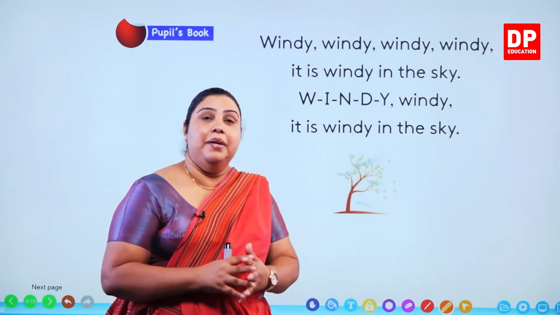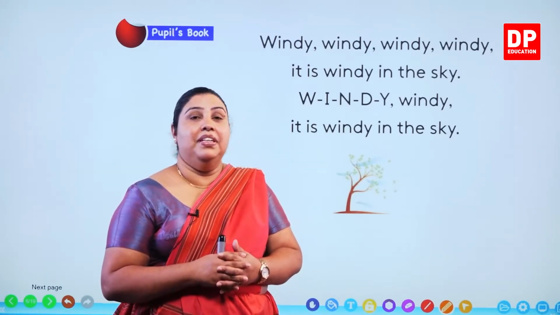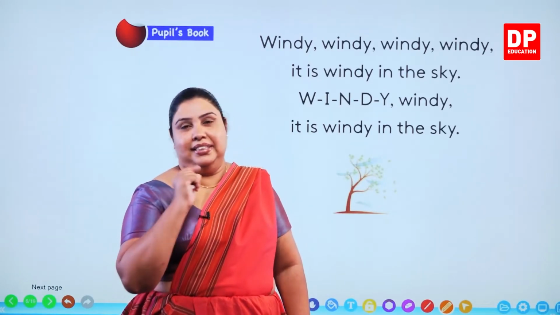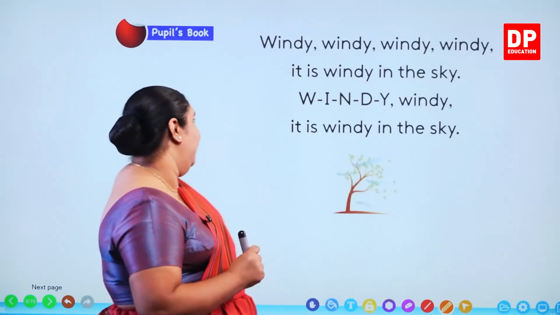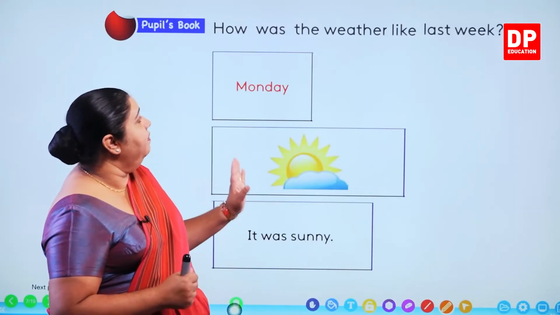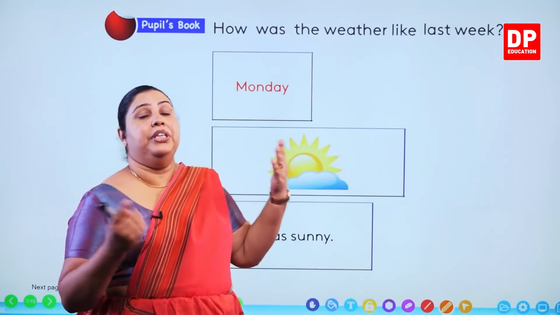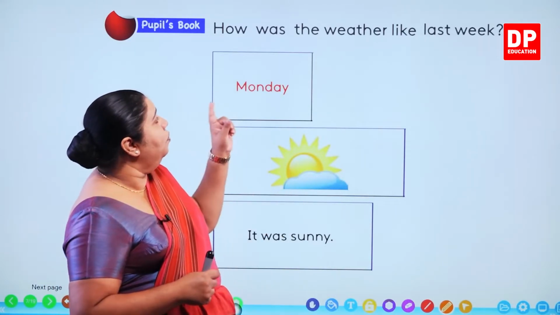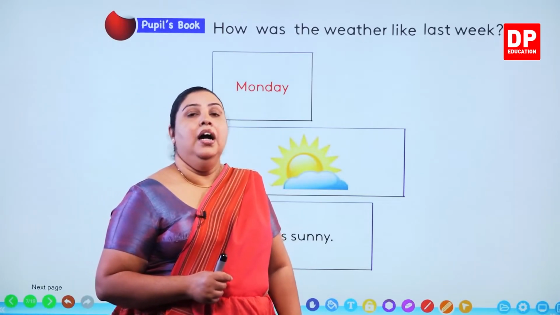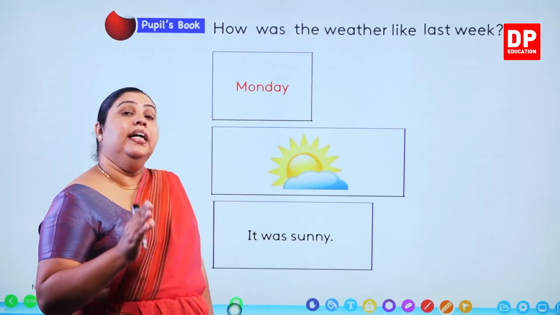When we complete them, we will write the words and we will try to remember them. Now let's move on to our next slide. We'll see what we have to do there. Now in your pupils book, after you saw your beautiful poem, the interesting poem, we have some pictures with some sentences. How was the weather like last week?